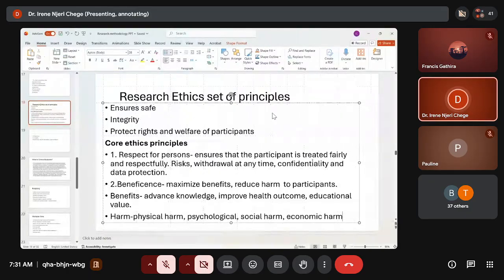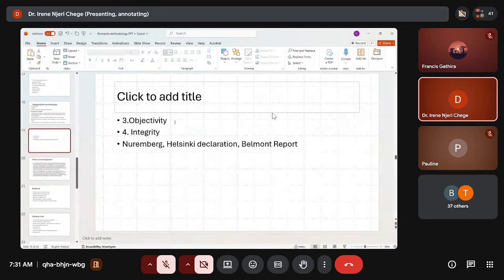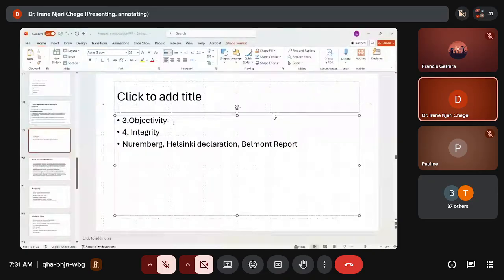So that is what we mean by beneficence. You're supposed to maximize the benefits and minimize the risks to your participants. Now, another core principle of ethics is objectivity. What do you mean by objectivity? We want to reduce subjectivity. You'd like to increase your objectivity, so you want to reduce subjectivity.